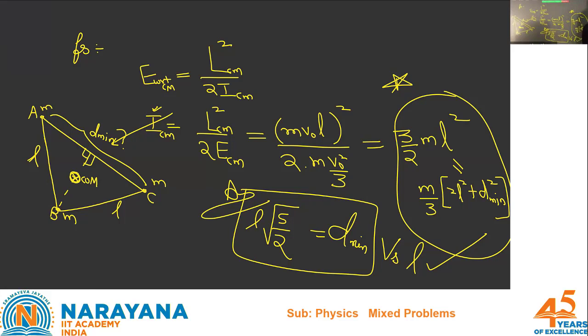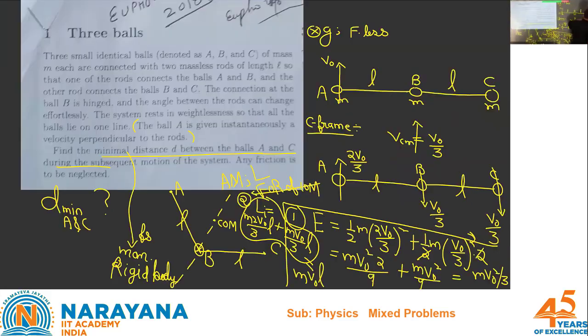I'll repeat the statements again. This last step that I have taken here is only helpful in that sense that somebody who knows the moment of inertia, once he knows the moment of inertia, he knows the distance also. The concept which was important in this problem was, can a student think of this point? The C frame was obvious.